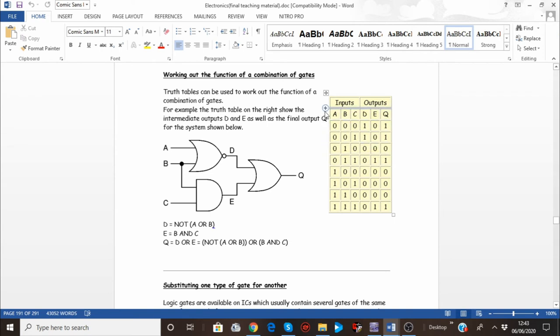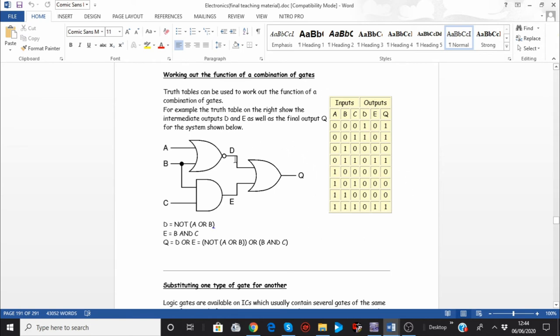If you had another input, it would be 2 to the power of 3, that would be 8, so every 8 you would alternate for that one. Then for D, you can't jump suddenly and write the truth table for Q, for the output. Some people do that, but it's wrong, and you're prone to make mistakes.